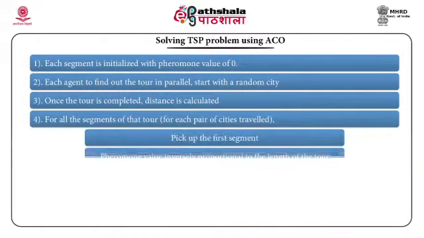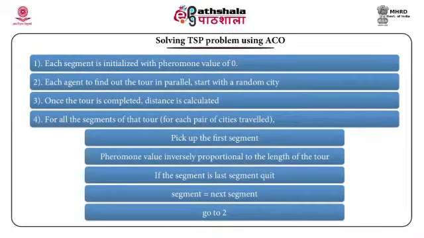Now, let us look at the travelling salesman problem. How you can solve the travelling salesman problem using ant colony optimization, how it is done. In the travelling salesman problem, you have cities, they are connected, and those connections we call segments. Each segment is initialized with a pheromone value of 0 in the beginning.